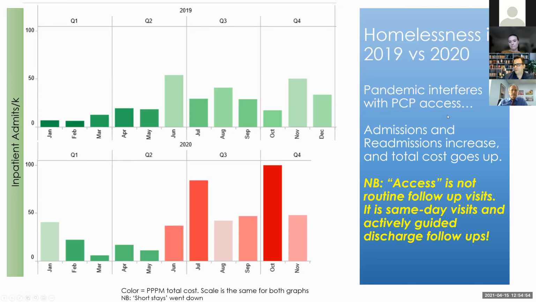That also interfered, though, with PCP access, primary care access, because a lot of us had to close down some or all of our in-person visits and go with telephonic or, in some cases, video. Don't get me started on who has internet access for video, right? So in 2019, we had maybe a peak of, say, 50 inpatient admits per 1,000 in the homeless population. As we get into 2020, we're seeing a peak of double that once again. So inpatient admissions, and by the way, these are not short stays. These are solid 3+ day admissions, really started to peak.